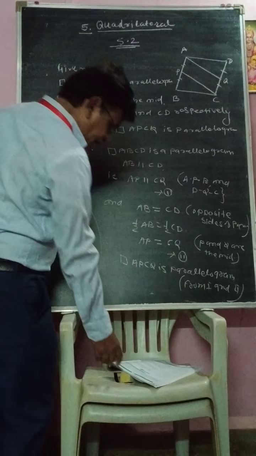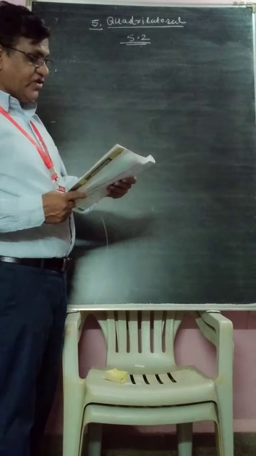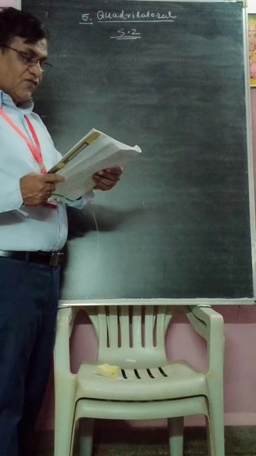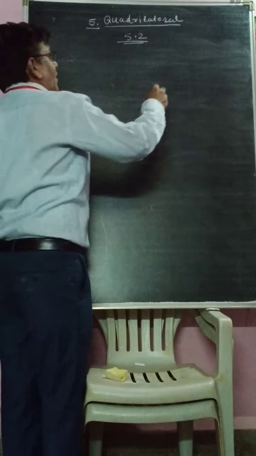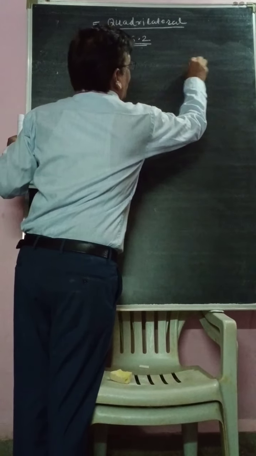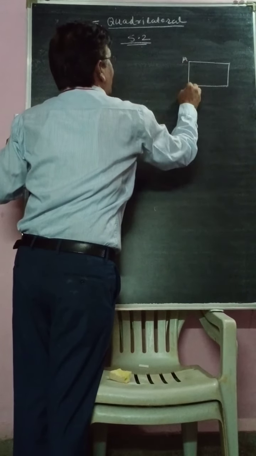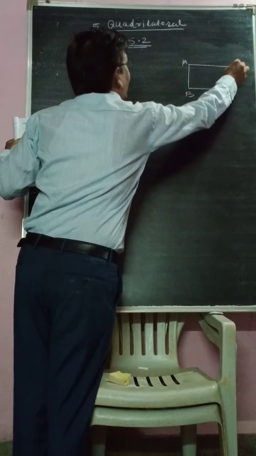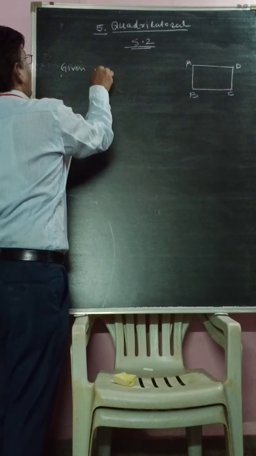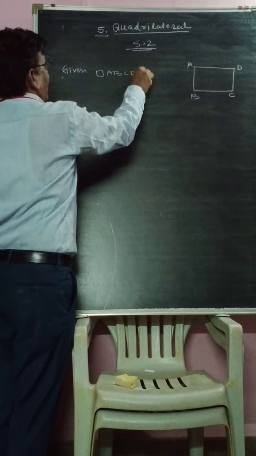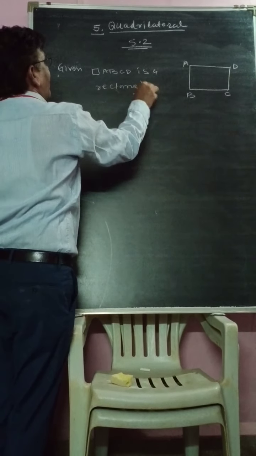Now, come to the next question. The next question is: using the opposite angle test for parallelogram, prove that every rectangle is a parallelogram. Here, one rectangle is given to you. This is a rectangle. Let it be ABCD. Given: quadrilateral ABCD is a rectangle. It is given.